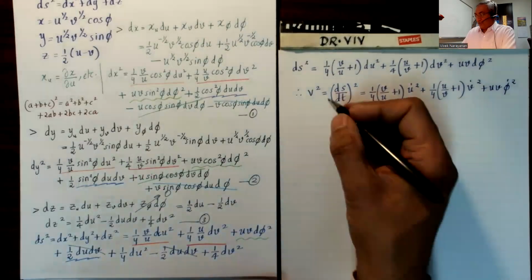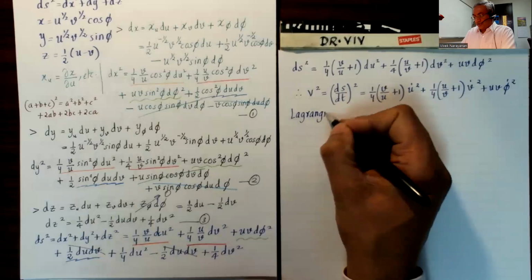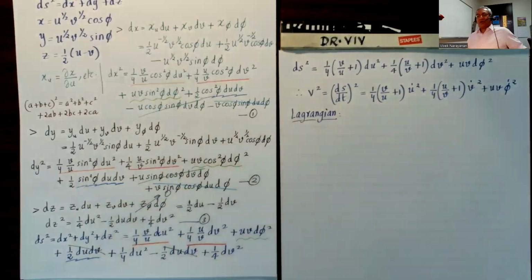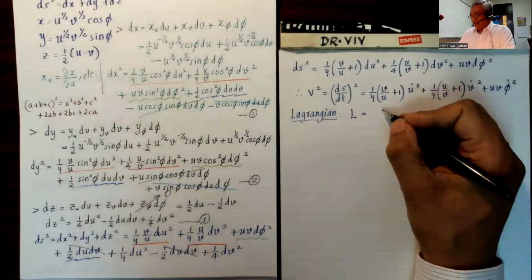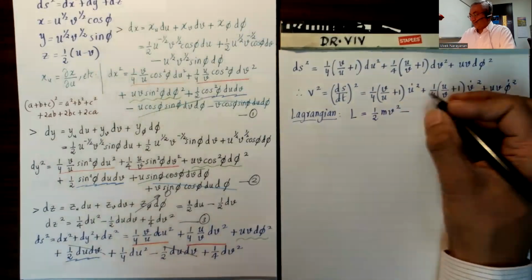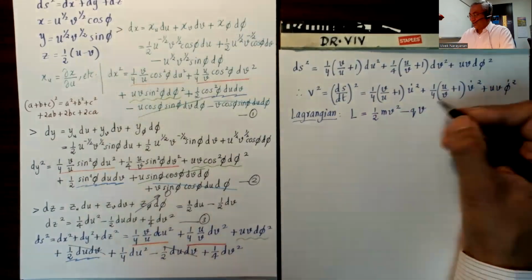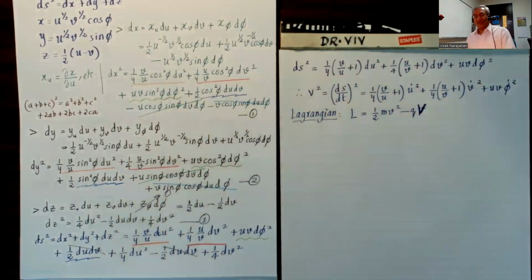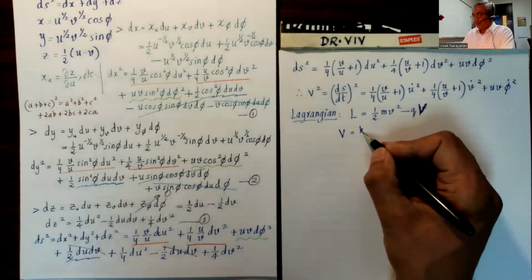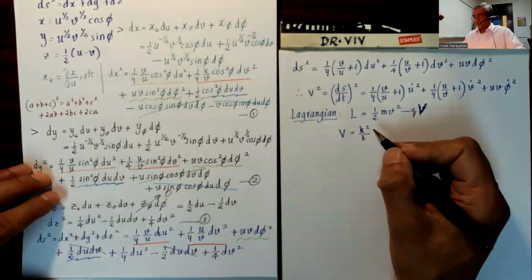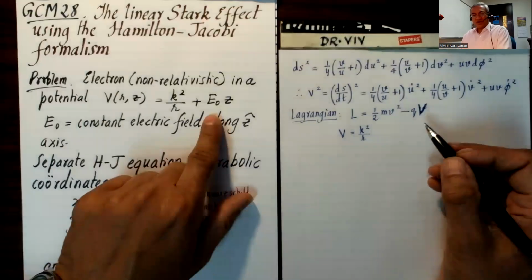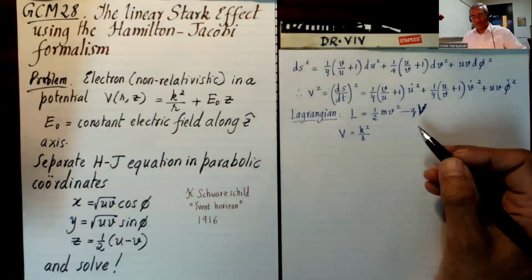Now we have that, and the Lagrangian can be written. The first step in solving a problem using the Hamilton-Jacobi formalism is write the Lagrangian and then the Hamiltonian, and then we move on from there. So we are not even in the first step at this point. So L is going to be 1/2 mv squared minus q times V, that's the way the Lagrangian is written. It's the kinetic minus the potential, where q is the charge of the particle. The V here is k squared over r, plus E naught times z. So I'm going to remove this out of my view because I'm done with all the hard stuff.